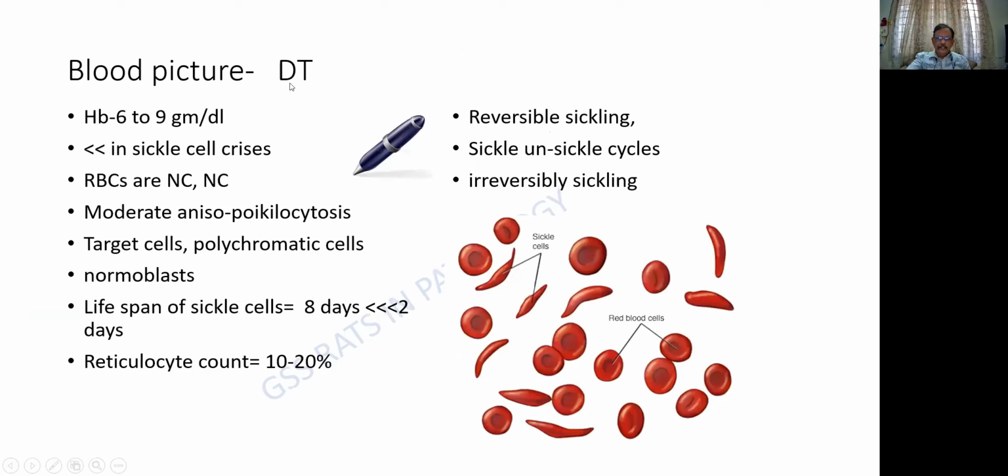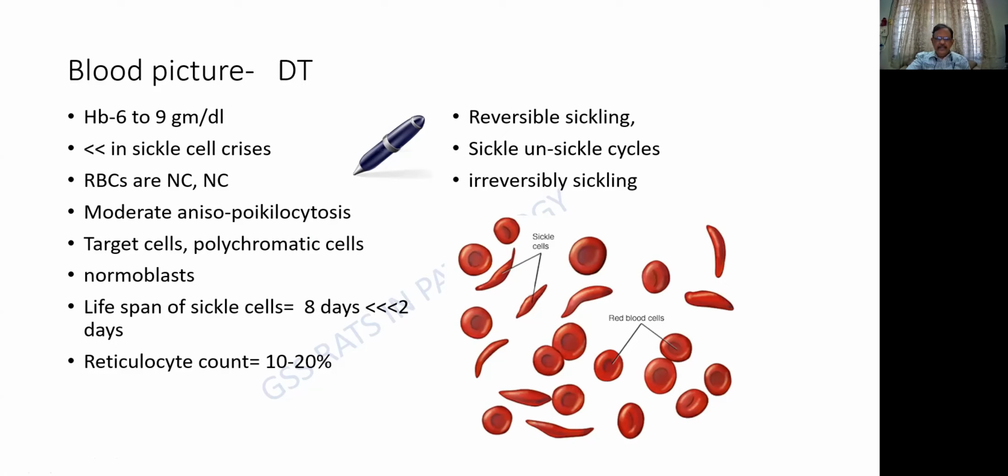Blood picture. This is what we should write. I have been always telling you people, the blood picture and the bone marrow picture are the paramount topics in hematology. The hemoglobin is reduced. It can be a moderate anemia or a severe anemia. And it is increased in events of sickle cell crisis. RBCs are usually normocytic, normochromic, and there is a moderate degree of anisopoikilocytosis. Target cells, polychromatic cells can all be seen. We'll be seeing the blood picture shortly.